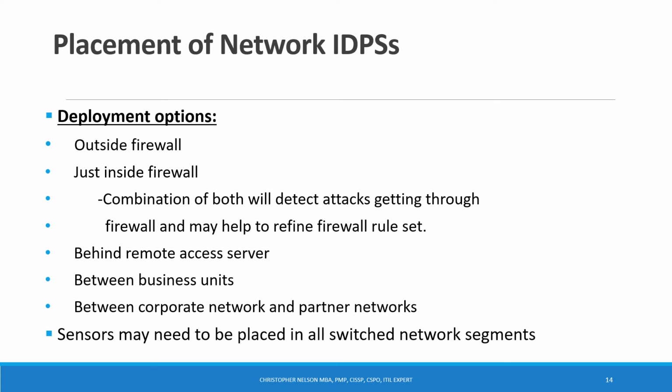Now you can deploy them outside of the firewall or just inside of the firewall. A combination of both will detect attacks getting through the firewall and may help to refine firewall rule sets. You can place them behind remote servers, between business units, between corporate networks and partner networks. Sensors may need to be placed in all switch network segments.